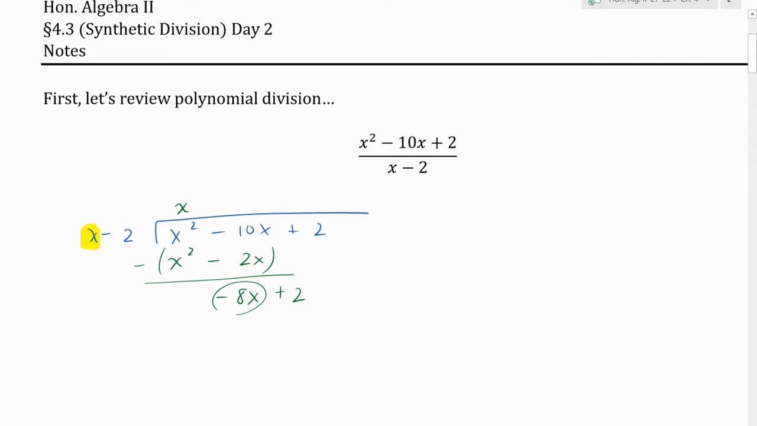And we're looking at this. What do you multiply x by to get -8x? That's -8. But we subtract it. 2 minus 16 is -14. So this is an x minus 8 minus a 14 out of an x minus 2.